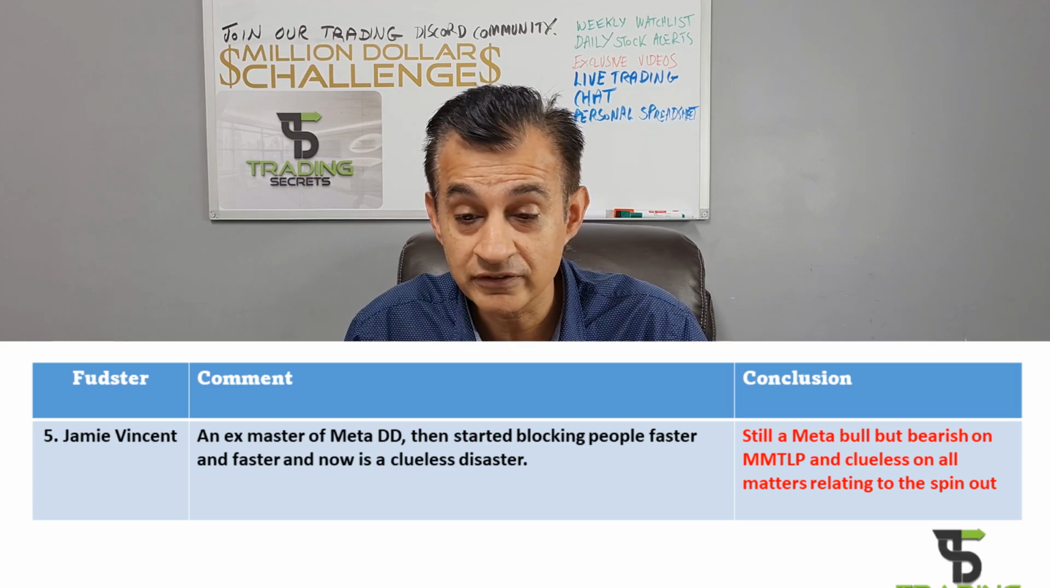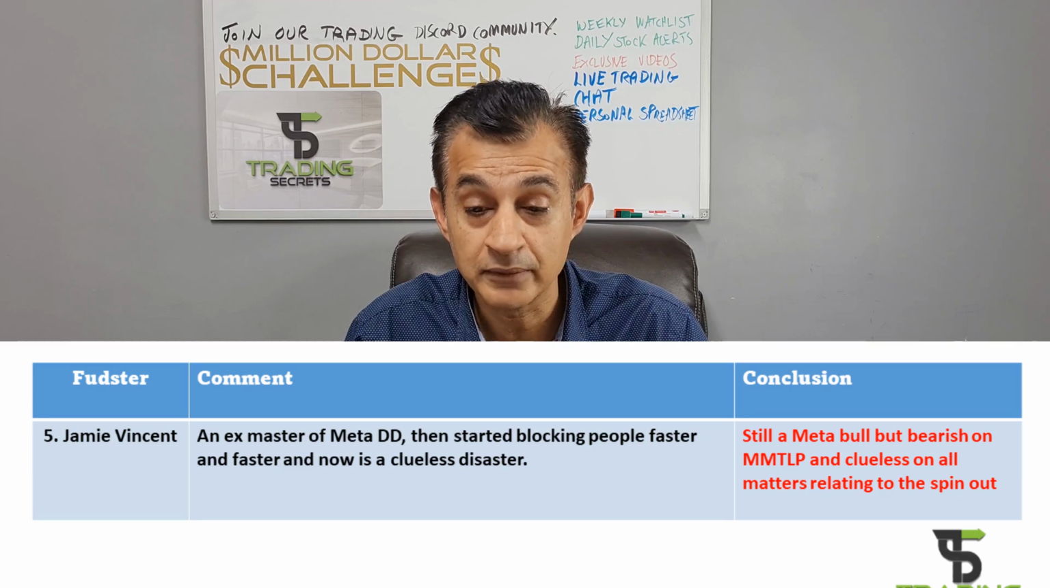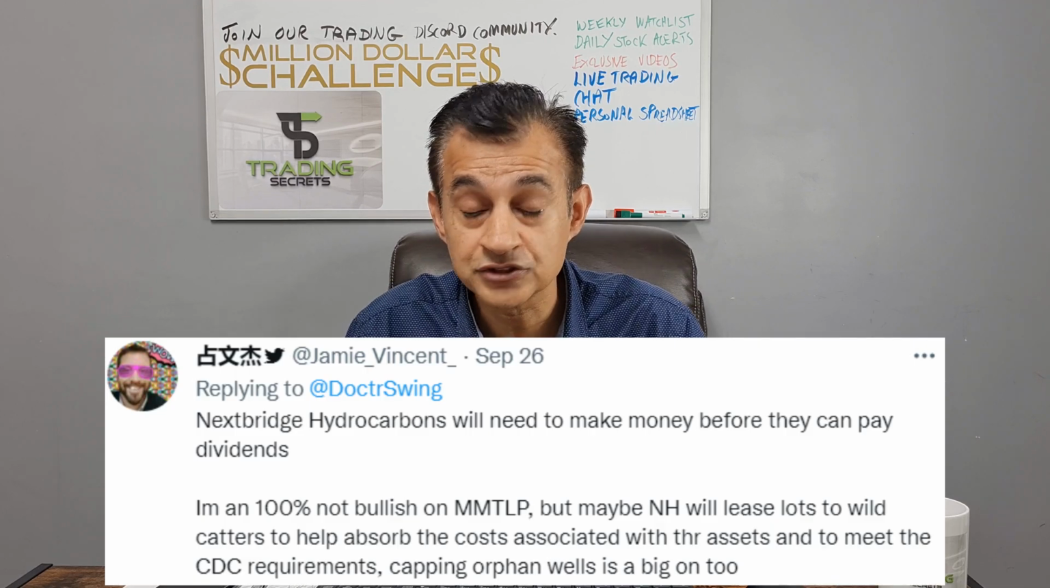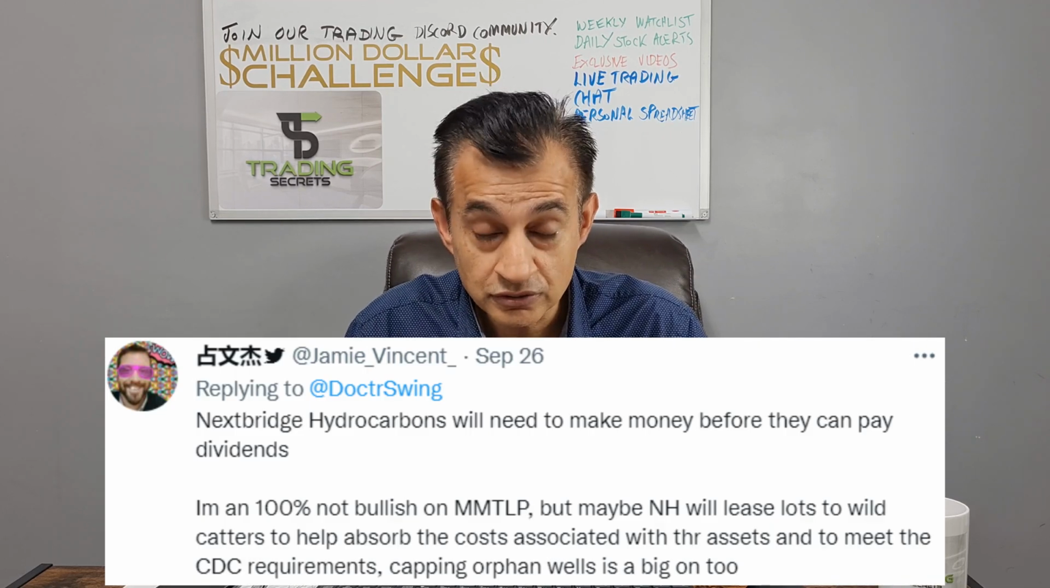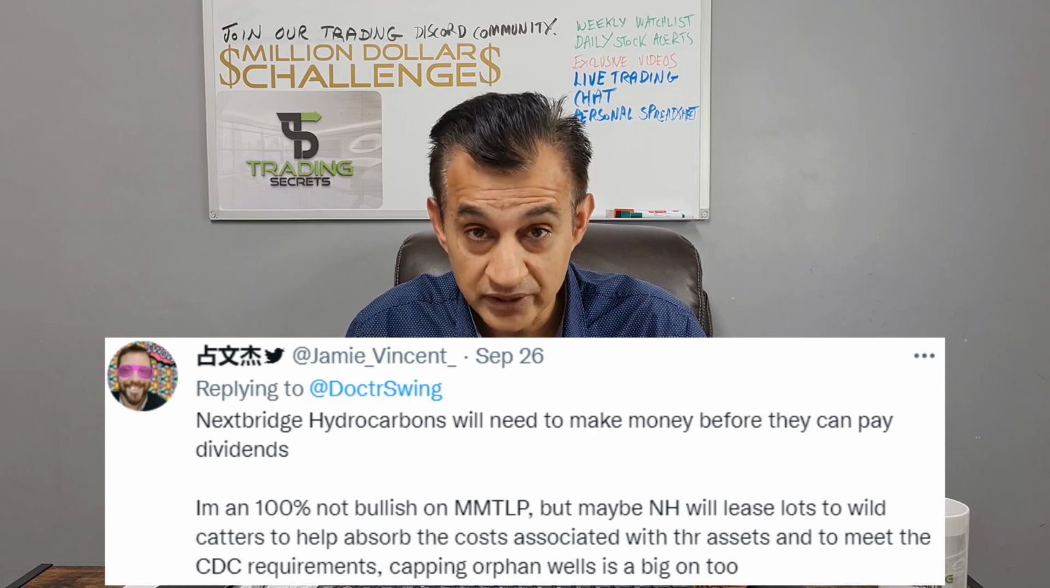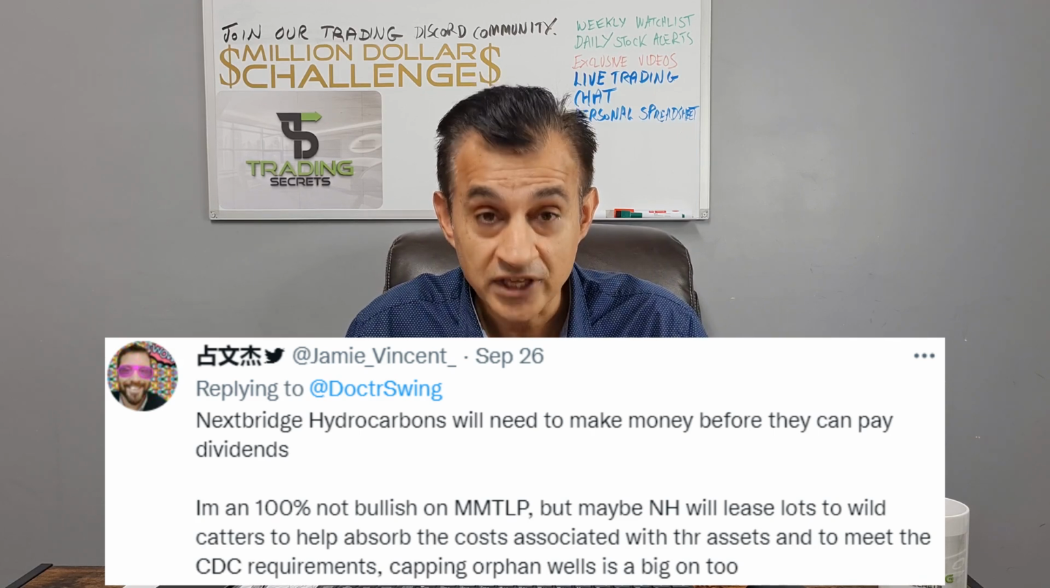So he has strong belief in meta, but he's very bearish on metamaterials. He's very bearish on MMTLP. And as far as I'm concerned, he's completely clueless on all matters relating to the spin out. He also doesn't believe the situation with regard to my previous video about William. So Jamie Vincent, carry out some due diligence with a little bit more integrity.